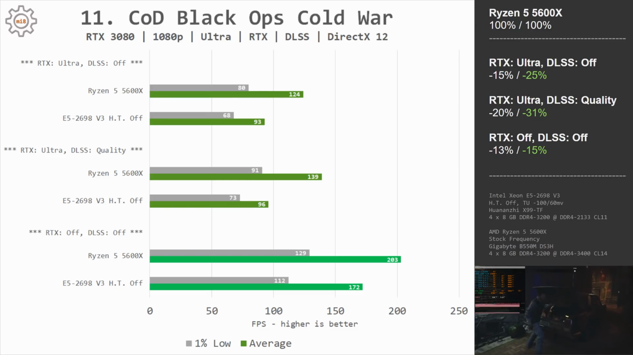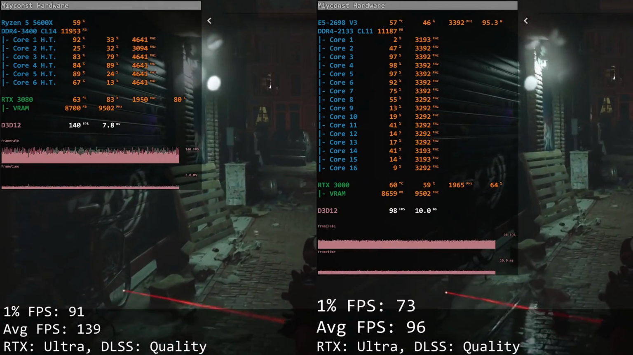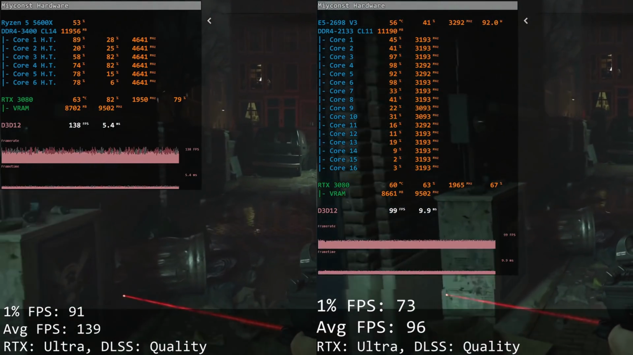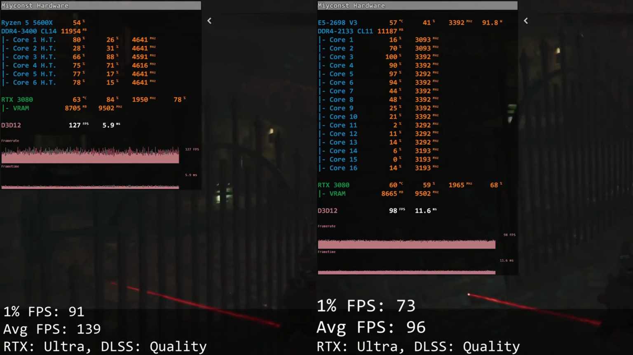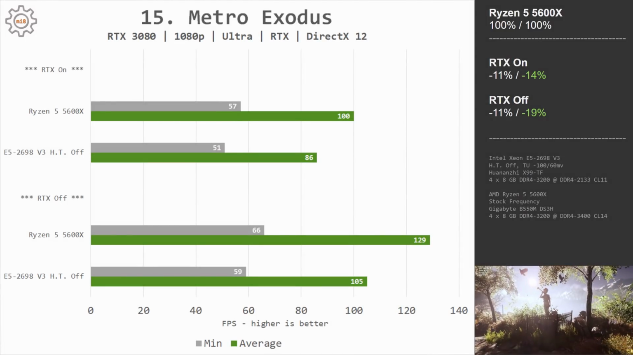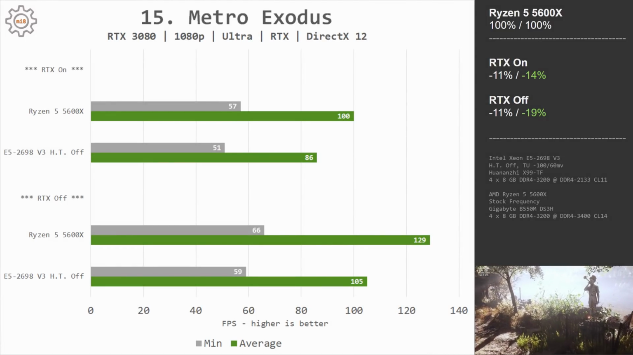One more example that Nvidia RTX and DLSS provides extra CPU load and demands you to have a modern and powerful CPU to get the best result out of your Nvidia RTX graphics card. If you enable RTX but disable DLSS, the difference between Xeon and Ryzen will be 15 and 25%. It is not as big of a gap as if you would enable RTX and DLSS, but the gap is still bigger than without DLSS and without RTX. And the last game that I have tested with RTX is Metro Exodus.